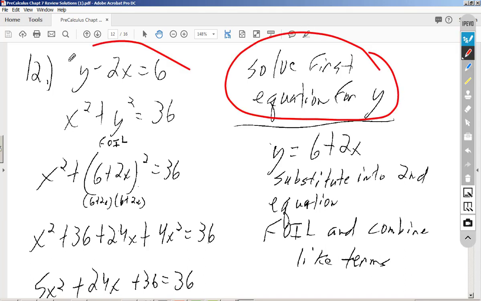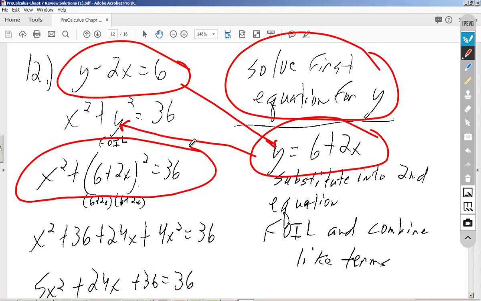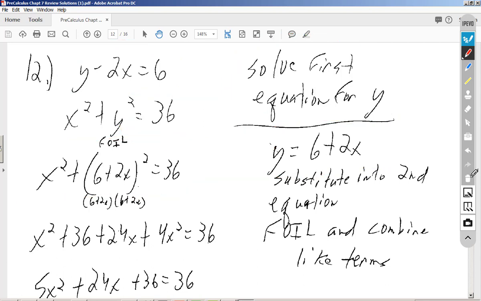So here's my first equation right here. I'm going to solve it for y. I get y equals 6 plus 2x. I'm going to substitute that into my second equation. So now I have x squared plus 6 plus 2x, all squared, all equals 36. Now as a reminder, 6 plus 2x squared means I have 6 plus 2x times 6 plus 2x.